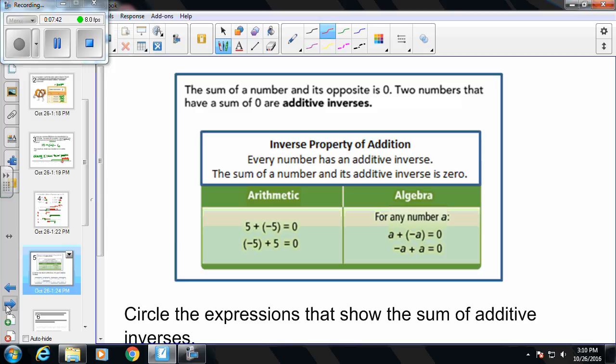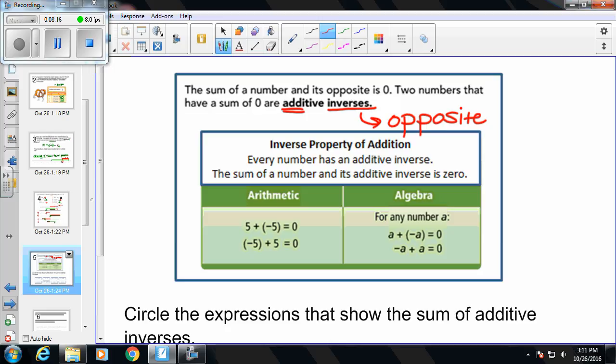Okay. The sum of a number and its opposite is 0. We saw that on the previous slide with 10 plus -10 equals 0. Two numbers that have a sum of 0 are additive inverses. The word add is right in there. Inverses. Inverse means opposite. You know, in math we like to use more difficult words sometimes for the easy things. Inverse, opposite.